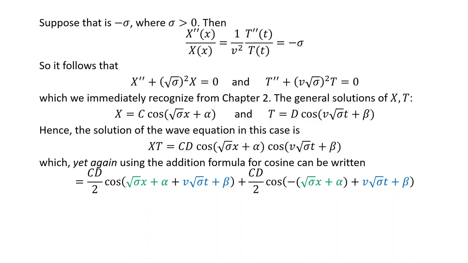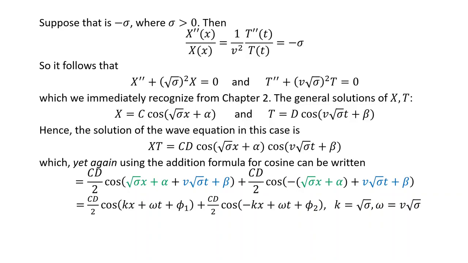So you can either try and see if you can write it yourself in this way, or simpler is just to use that expression and see if you can get the one above it, where the green and the blue are the two angles you use in the cosine addition formula. Okay, so yet again we've had to rely on those addition formulas in the trig functions, and that we can simply write in this form, where I set k equal to the square root of sigma and omega equal to v times the square root of sigma. And look carefully at what we have there.